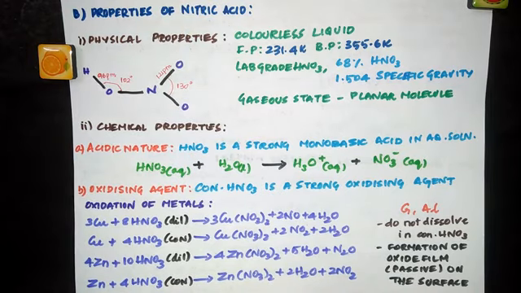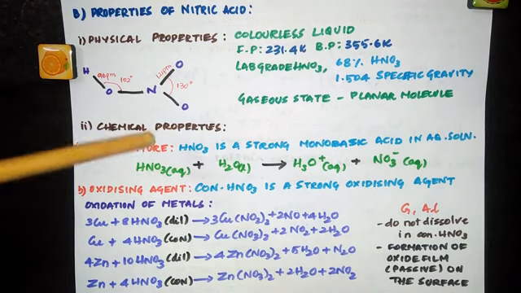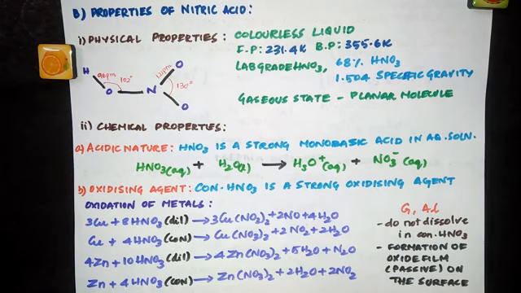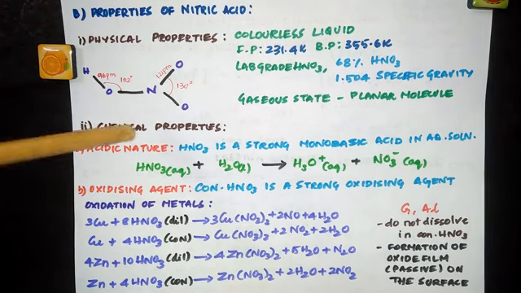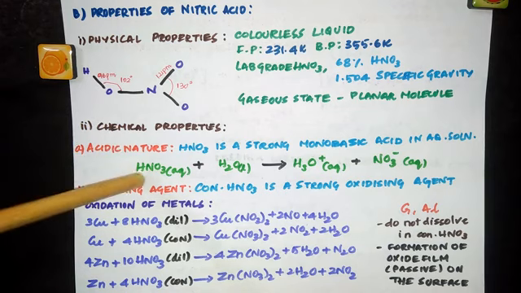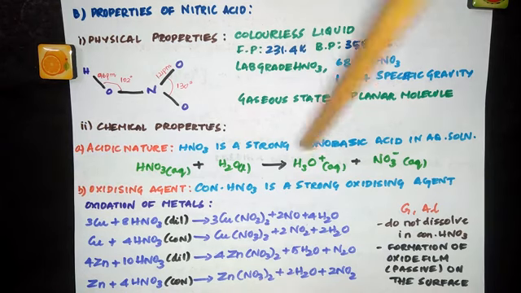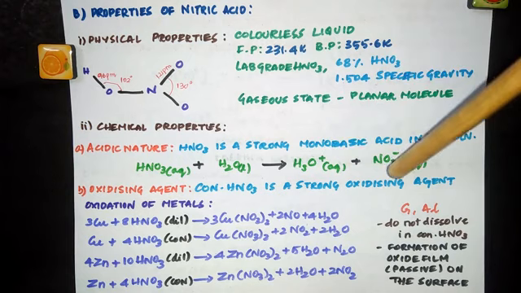And now coming to chemical properties. From the name itself, we know we are talking about nitric acid, so it shows acidic nature. When you look at nitric acid, you can see it is a strong monobasic acid, which means it can give 1 H+. So in aqueous solution, it ionizes as HNO3 plus H2O gives you H3O+ plus NO3-.